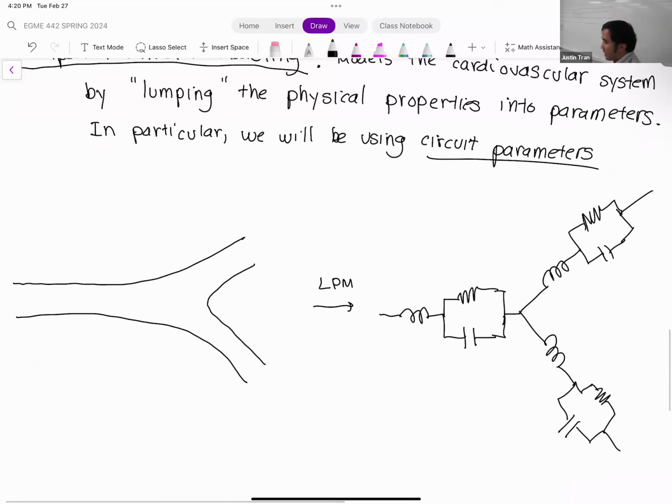So instead of modeling the fluid mechanics in the vessel on the left, we're instead going to be computing the solution to the circuit.